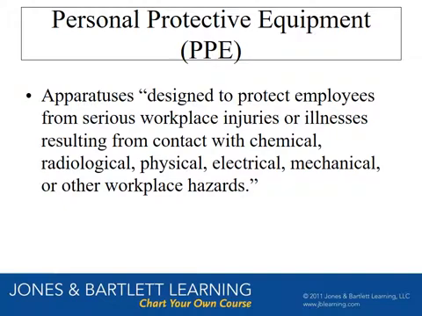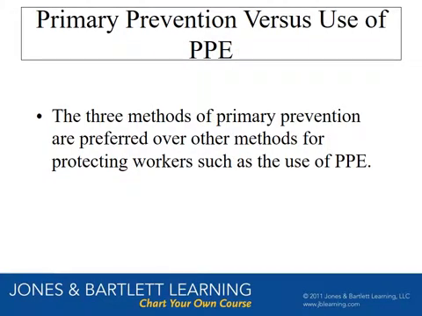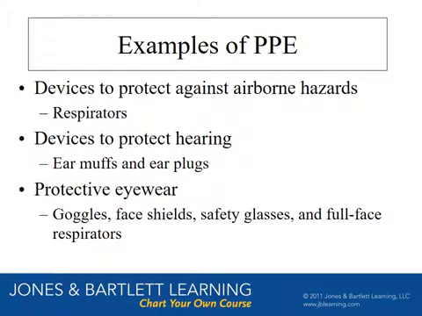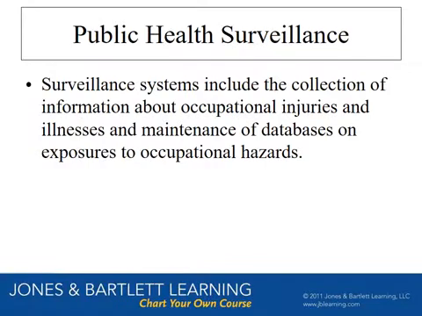This is material designed to protect the employees from injury or illness as a result of contact with chemical, radiological, physical, electrical, mechanical, or other workplace hazards. The three methods of primary prevention are preferred over the use of PPE. Things that people use for PPE might be respirators to protect against airborne hazards, devices to protect hearing like earmuffs or earplugs, protective eyewear, goggles, face shields, safety glasses, and full face respirators.